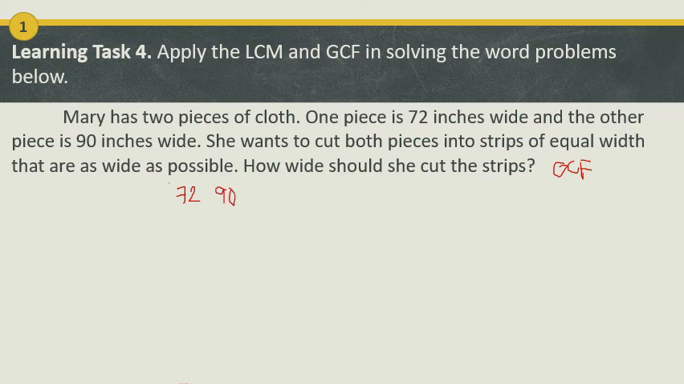So, since ang 72 and 90 ay even number, so pwede natin i-divide sa 2. So, 72 divided by 2 is 36. 90 divided by 2 is 45. Since ang 45 ay hindi na even number, so ito naman po ay divisible sa 3. So, divide natin sa 3. So, 36 divided by 3 is 12. 45 divided by 3 is 15. Then, ang 12 at 15 po ay divisible pa rin sa 3. So, 12 divided by 3 is 4. And 15 divided by 3 is 5. So, since ito po ay wala ng common factor, so ito na lang po ang ating ipag-multiply.